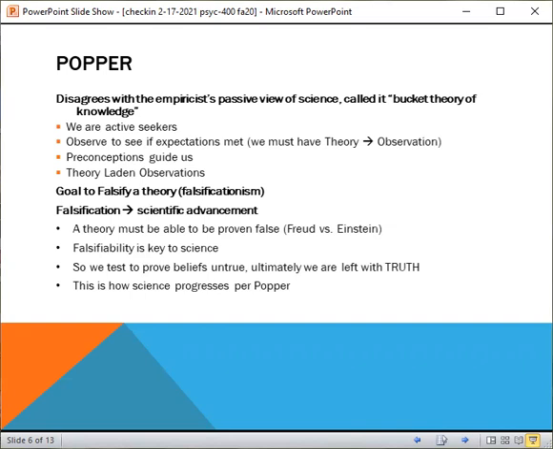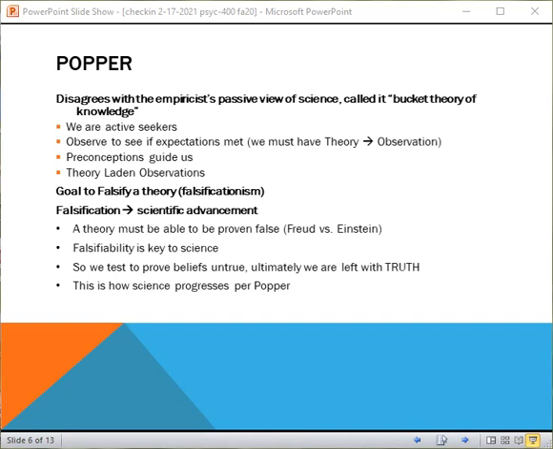So what Popper proposes then was an interesting idea about what makes science science and what progresses science. He said the goal is to falsify a theory. So what he's basically saying is that we need to flip the script in a way. We're not trying to prove something. We're trying to disprove something. We're trying to falsify it. So from his perspective, falsification is scientific advancement.